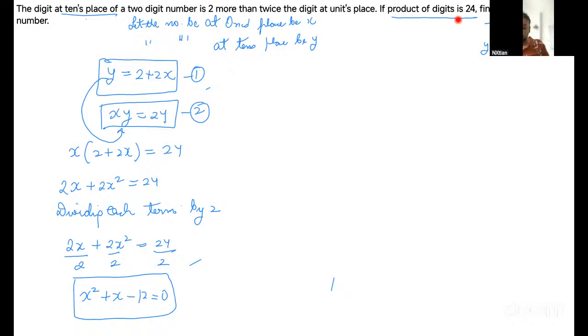Quickly do it and find the value of x and y. Send it to me in the chat. I'm coming. Done, sir. Good.